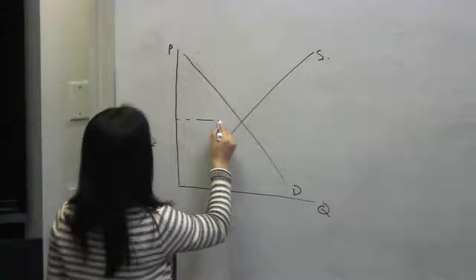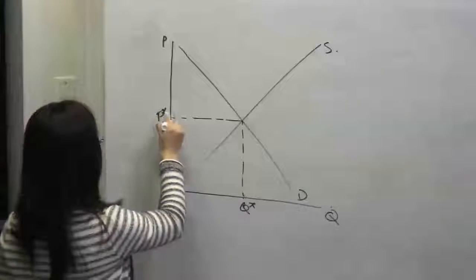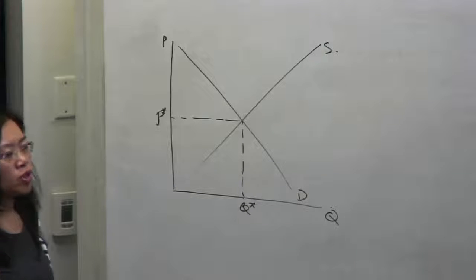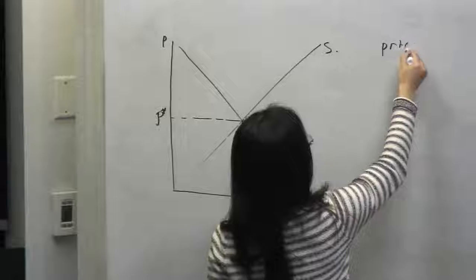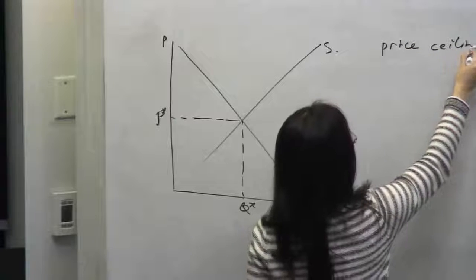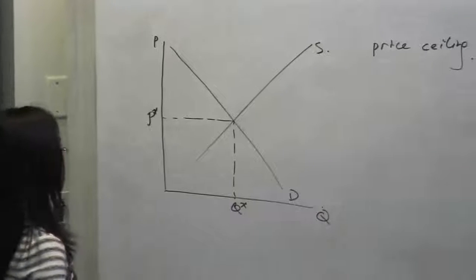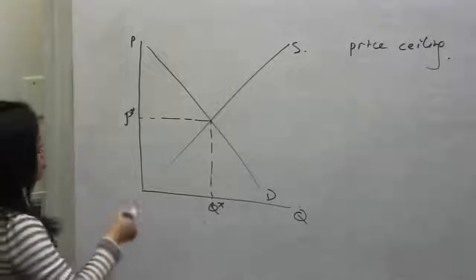Okay, so we know this is the equilibrium point. There's no question about that, right? There's no question about it. But what if a price ceiling is implemented? A price ceiling is implemented when the government thinks the equilibrium price P star is too high, so it is set below.